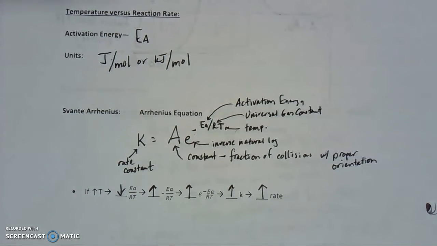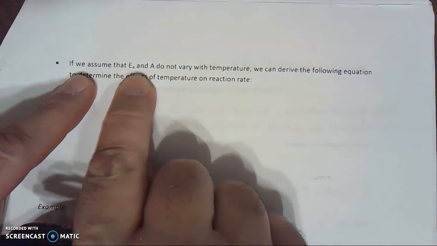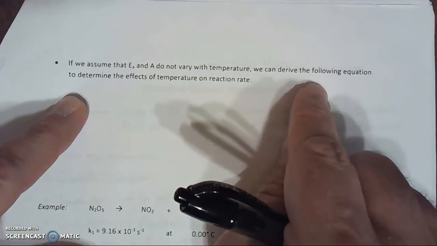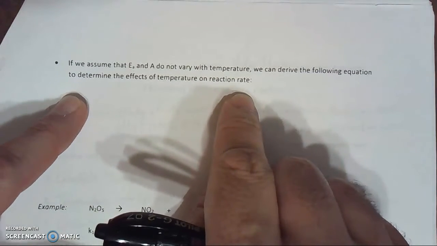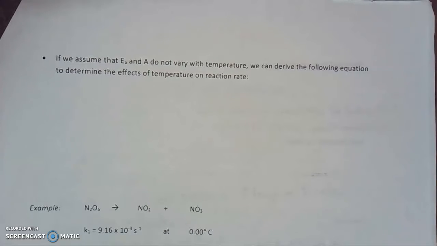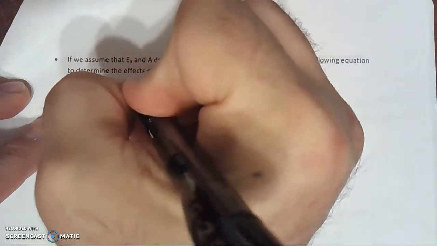So once we do a little bit of calculus and we make a couple assumptions, if we assume that E sub A and A do not vary with temperature, we can derive the following equation using calculus to determine the effects of temperature on reactant rates. Just take my word for it. I cannot explain how they go from one equation to another. At one time, I may have been able to do that. Mrs. Simpson might be able to do that in calculus, but we're just going to make a leap of faith. So here is the equation that we're going to use.